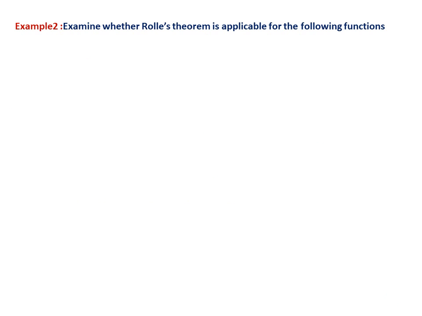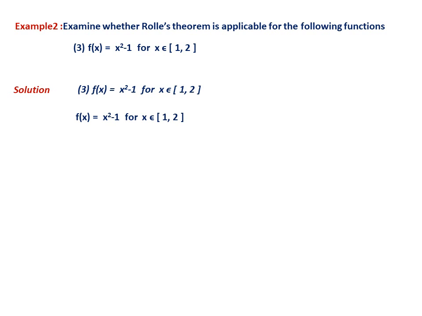Third part, examine whether Rolle's theorem is applicable for the following function. This is the third one. f(x) equal to x square minus 1 for x belonging to the closed interval 1 to 2. So, first one. See, f(x) is x square minus 1. This is a polynomial function, and definitely it is continuous. So, the first condition is satisfied.